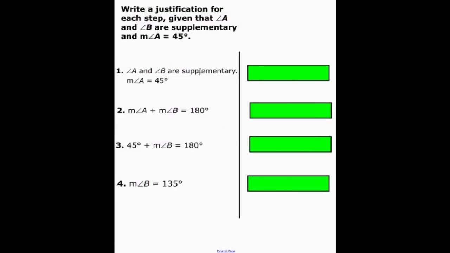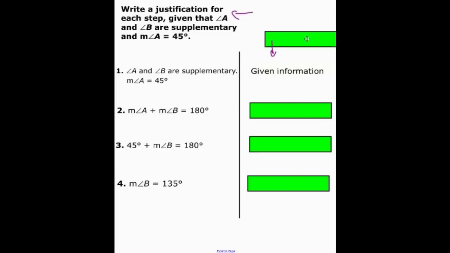So let's take a look at this. Here's an example. Write a justification for each step given that angle A and angle B are supplementary and the measure of angle A is 45. Well, just not too long ago I would give you this and you just subtract, well, supplementary, 180 minus 45, there's my answer. And you knock it out pretty quick. But we have to justify every little thing. So we're going to start off with angle A and angle B are supplementary. Measure of angle A is 45. Well, guess what? That was given. This was all given right here. So what do you think this is? You're right. It is given.